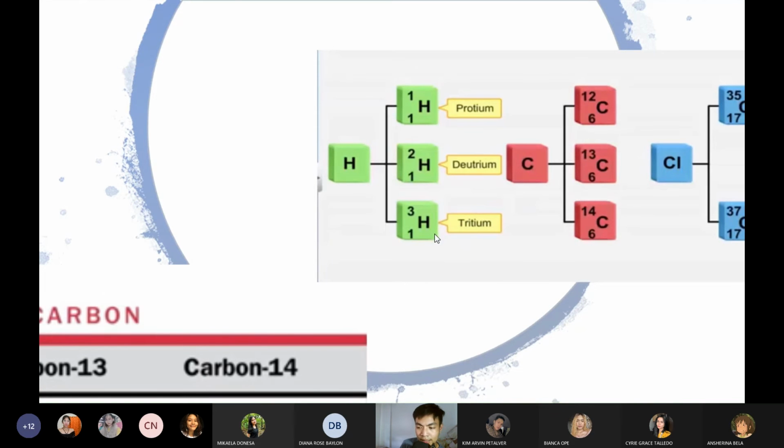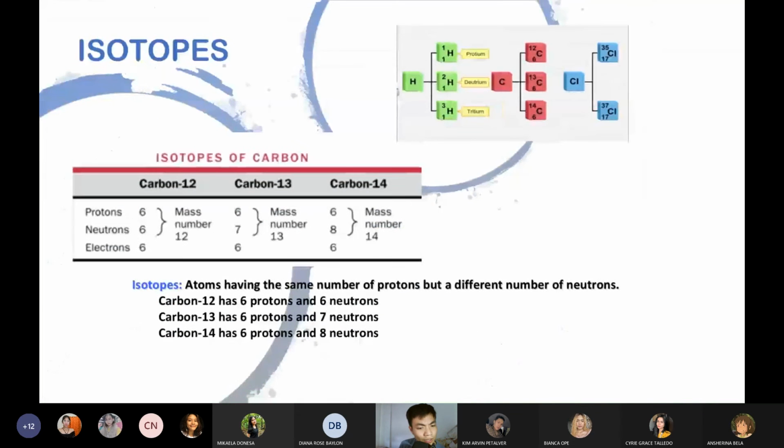Ano yung nagbabago sa kanila? So, hindi pwede magbago yung atomic number. Bakit? Kasi kapag nagbago yung atomic number, yun ay ibang element na. Okay? So, for isotopes, they still have the same atomic number. Okay, same atomic number. Hindi kita yung blue.